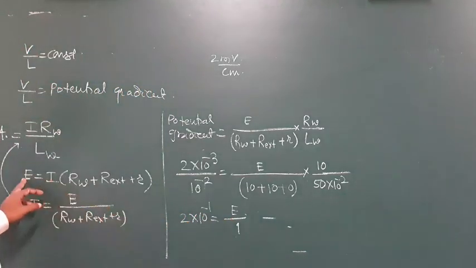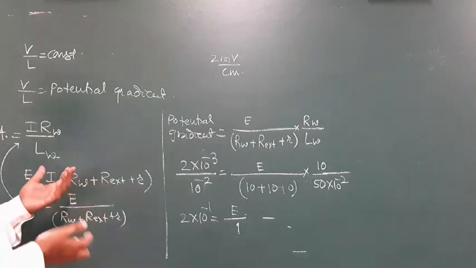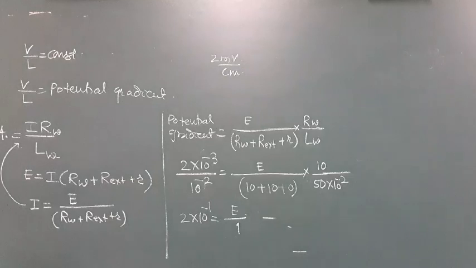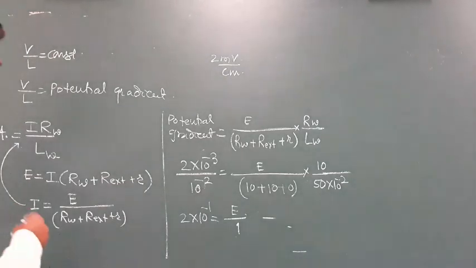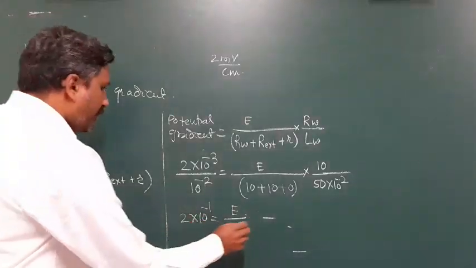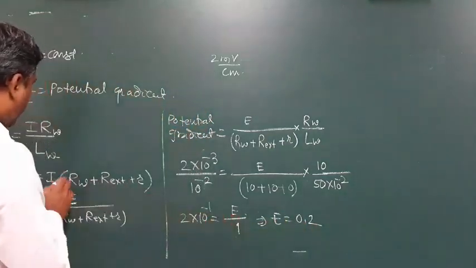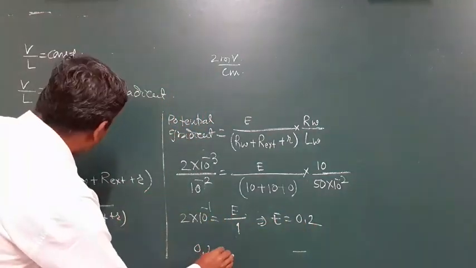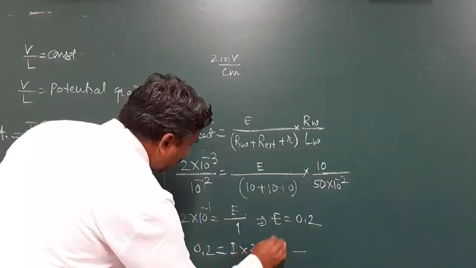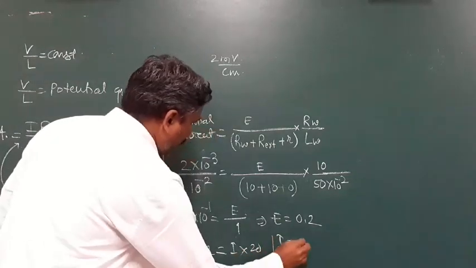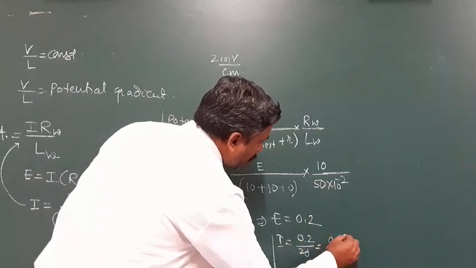Substitute E equals 0.2 here. This entire value is 20. So 0.2 divided by 20, then we get the value of the electric current. Substituting the value of E here, 0.2 equals I multiplied by this entire value, which becomes 20. So I equals 0.2 divided by 20, which becomes 0.02.